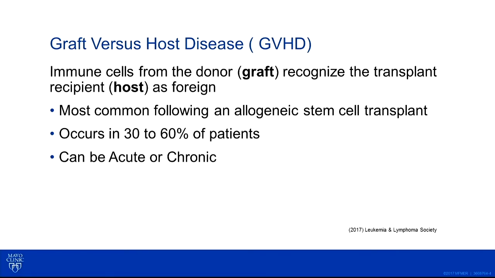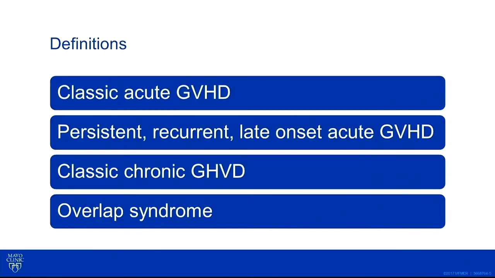It is most common in our allogeneic transplant patients, and it occurs in about 30 to 60%. So it's a pretty high rate. It can be both acute and chronic. So there's different definitions of GVHD, and it's basically based on when these symptoms appear.